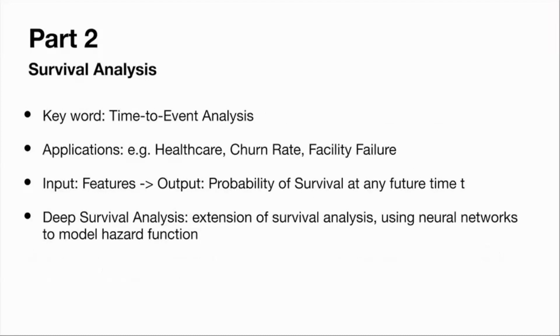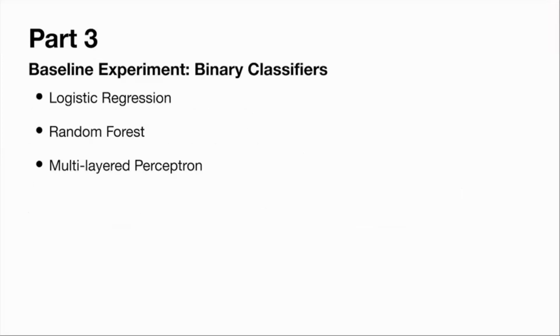So we are now going to introduce survival analysis. This is a type of time to event analysis with a range of applications from healthcare, churn rate, to facility failure. The input are features, and the output is the probability of survival at any future time t. And deep survival analysis is essentially an extension of survival analysis, but using neural networks to model the hazard function. The baseline experiment that we have in this project is built by binary classifiers, including logistic regression, random forest, and multi-layered perceptron.